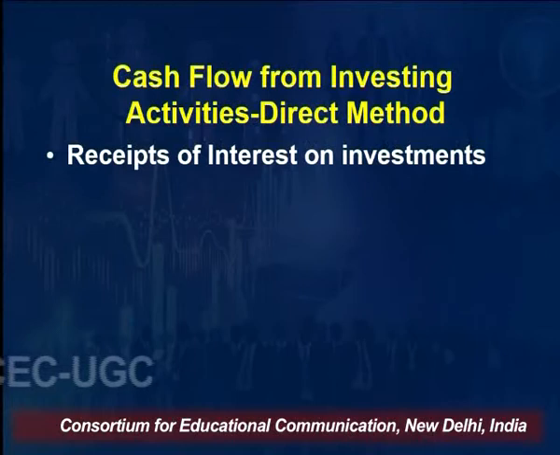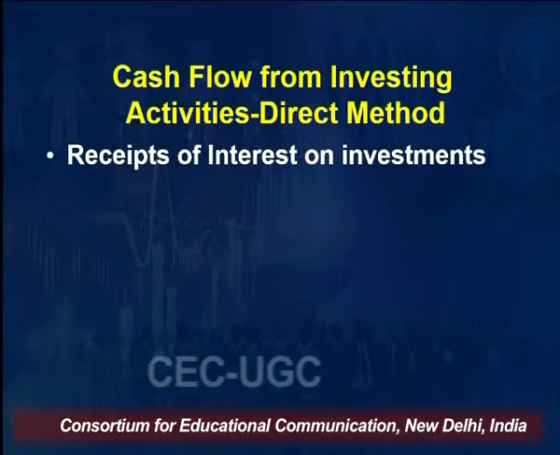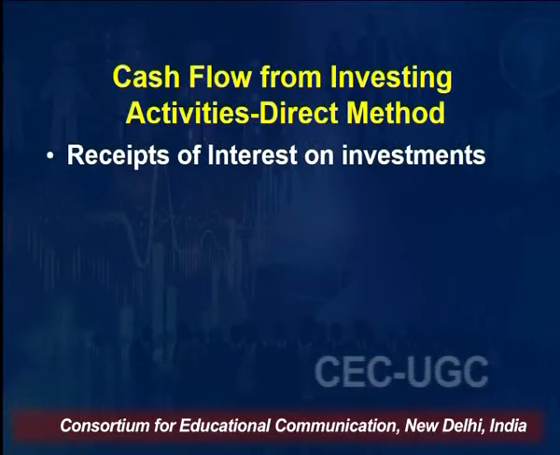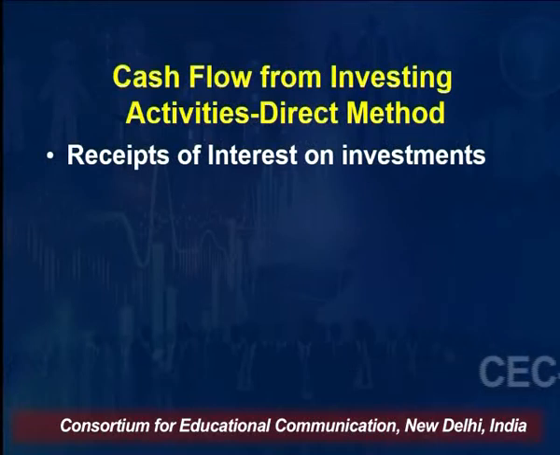Now once it is over, we move on to the next head, that is cash flow from investing activities. Under the direct method, we again try to find out all transactions which involve cash and which deal with the receipt of interest on investment. There can be a receipt of interest on investment that will be classified as your cash inflow. So we would write there receipts of interest on investment.